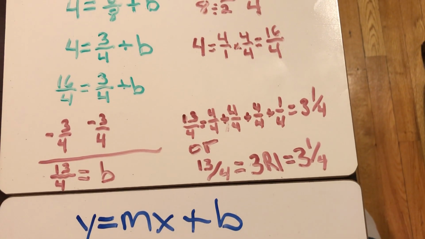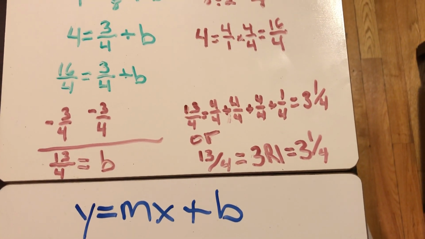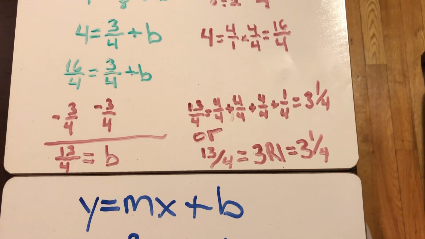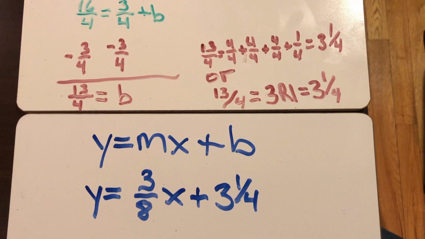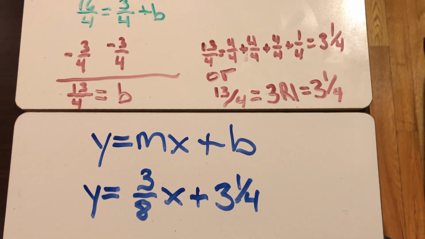So what is my final equation? What is my line parallel to y equals 3/8 x minus 2 containing the point (2, 4)? Well, it's y equals 3/8 x, we knew that was going to happen because it has the same slope, plus 3 1/4. That's what we did all that work to find out.